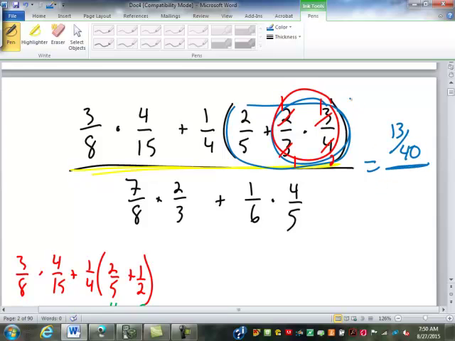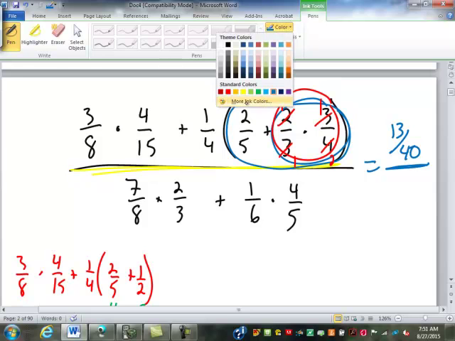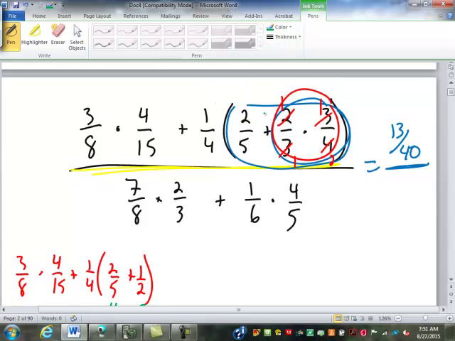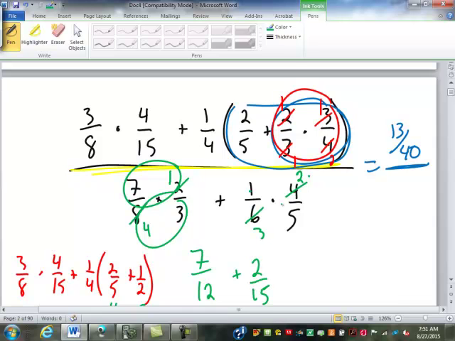Now we move to the bottom. On bottom, what do we do first? Let's multiply. The 7/8 times 2/3. The 8 and the 2 cross cancel give me 1 and 4. 1 times 7 is 7. 4 times 3 is 12. While we're at it, let's multiply the 1/6 times 4/5. 6 and 4 cross cancel to give me 2 and 3. 1 times 2 is 2. 3 times 5 is 15.